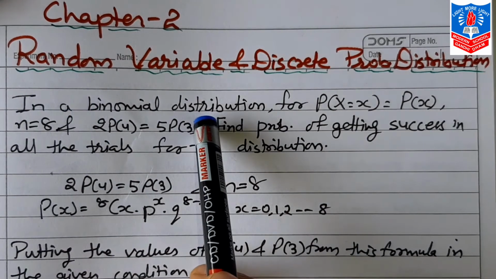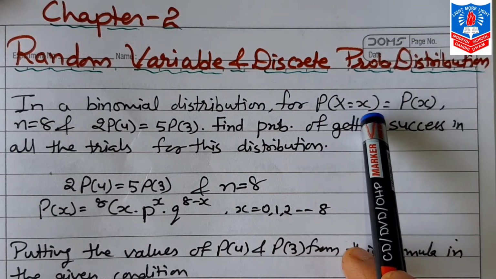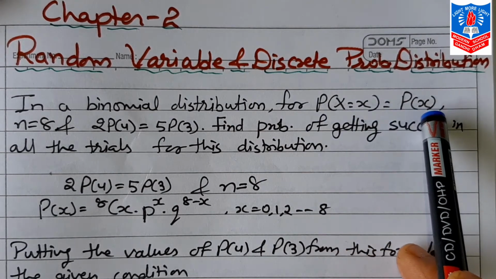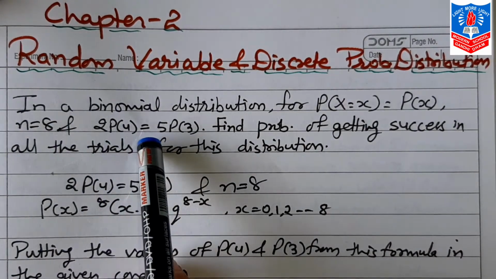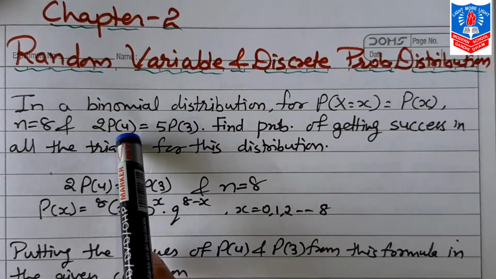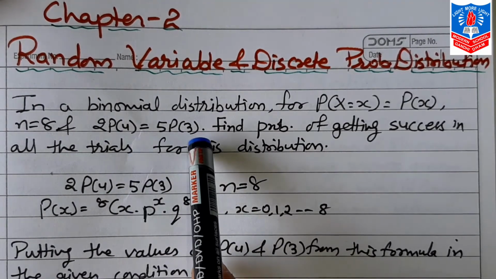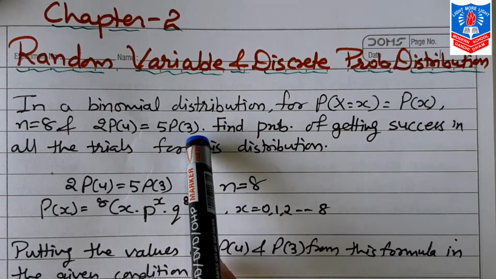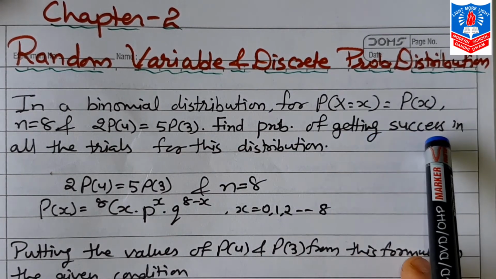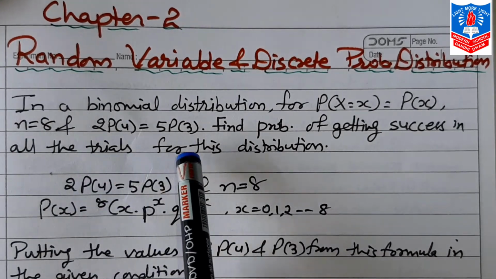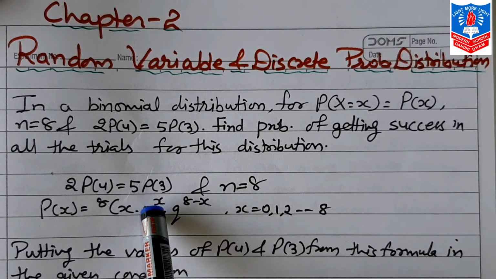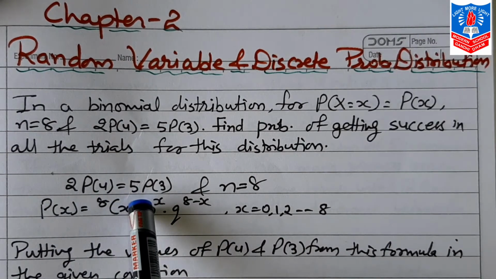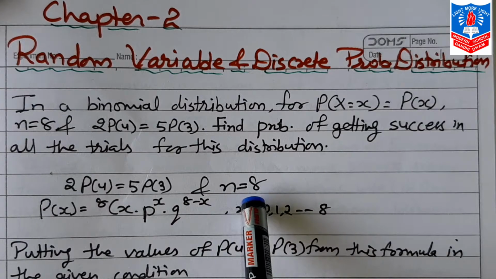In a binomial distribution, for P(X = x), where the value of n is 8 and 2P(4) is equal to 5P(3). Here these 4 and 3 are x values. Find the probability of getting success in all the trials for this distribution. Now which values are given? 2P(4) is equal to 5P(3) and n is equal to 8.